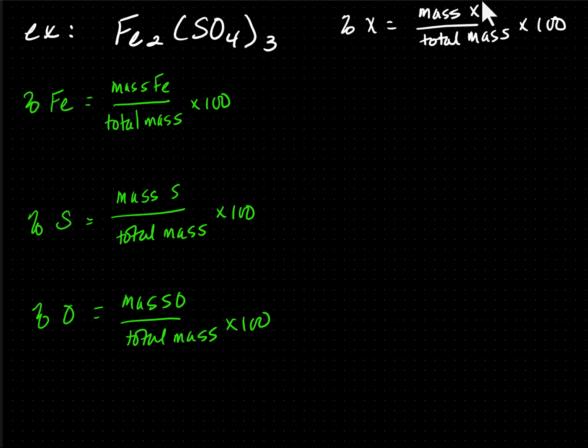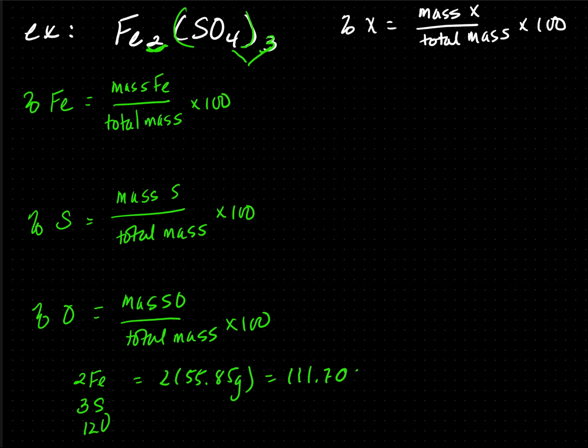There are 2 irons because there's a subscript next to Fe. There are 3 sulfurs because the 3 is outside the parentheses, so there's 3 sulfate. And then there's 12 oxygen because 4 times 3 is 12. Each iron has a mass of 55.85 grams. We need to multiply by 2 because there's 2 of them. This is 111.7 grams. There are 3 sulfurs.